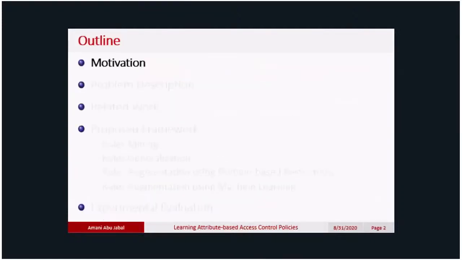Here is the outline of my presentation. I will start with motivation, problem description, related work, then I will explain and describe the proposed framework and show experimental evaluation.